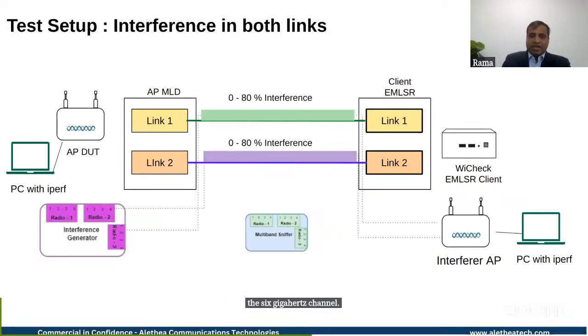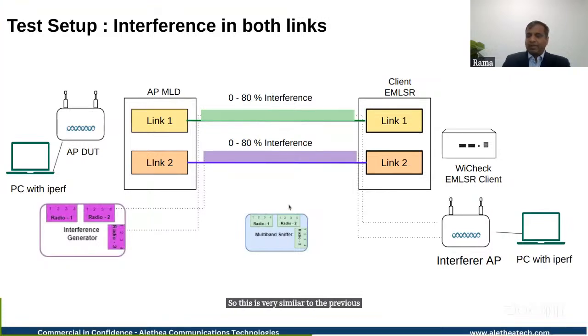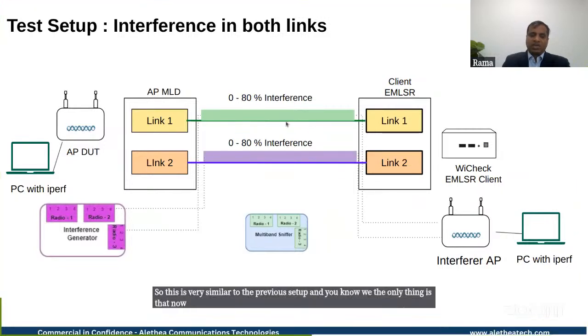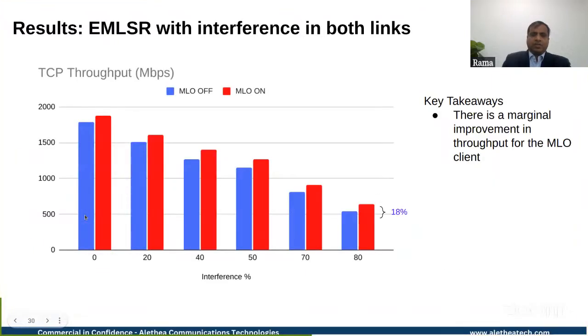Now comes the setup and the interference in both links. So this is very similar to the previous setup. And the only thing is that now there is interference on both the channels that is generated by the Wi-Fi interference generator. So this is how it is.